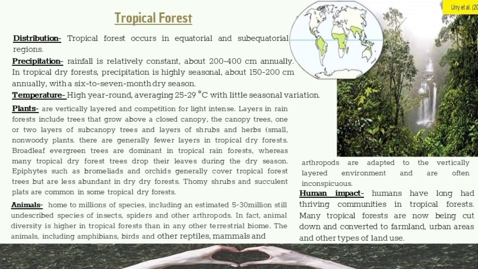So they have layers of trees, so they have a closed canopy, and we discussed that already. Animals include home to millions and millions of species. You can find insects, spiders, arthropods, mammals, birds, reptiles. They have all adapted to the environment.